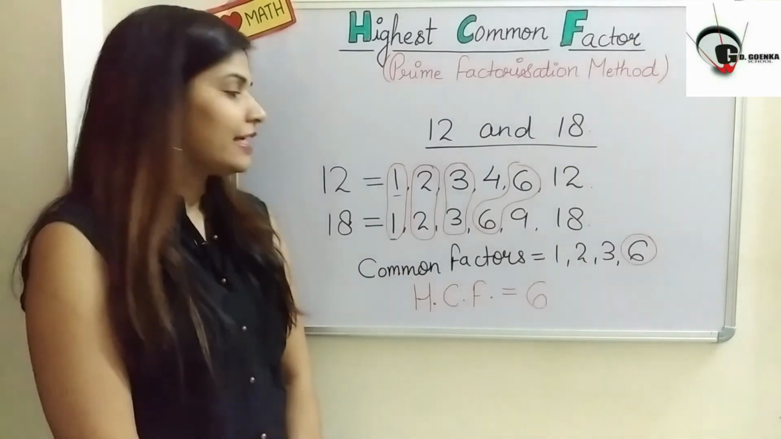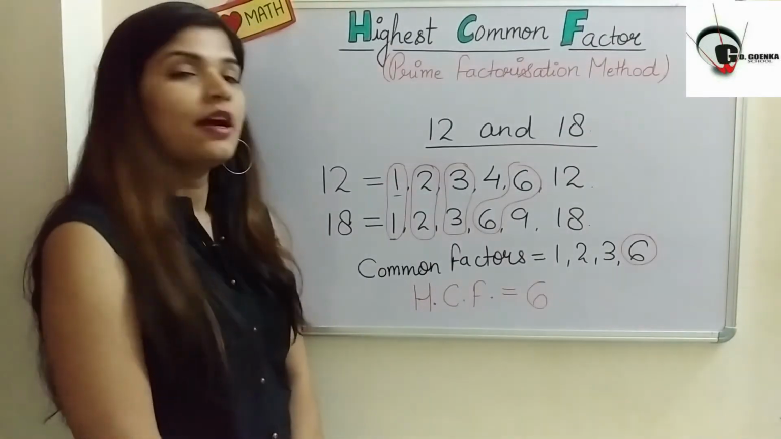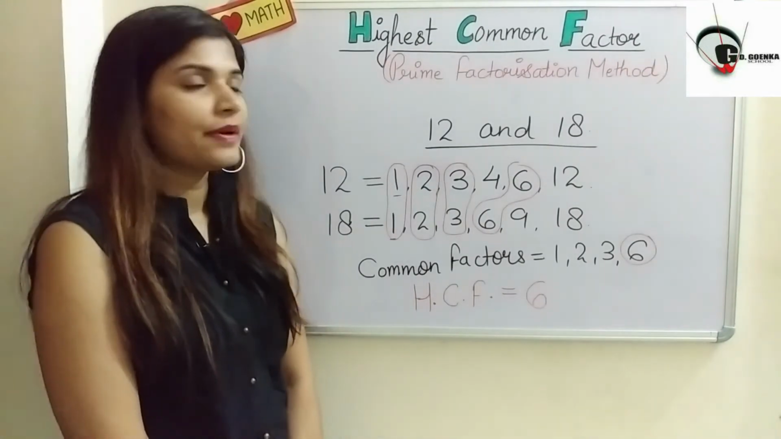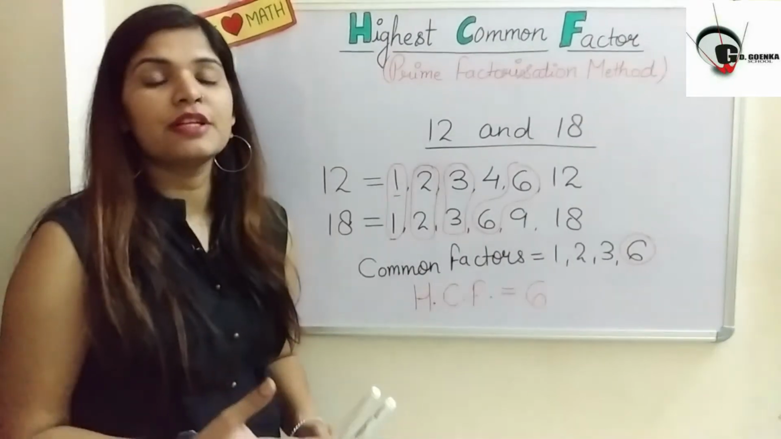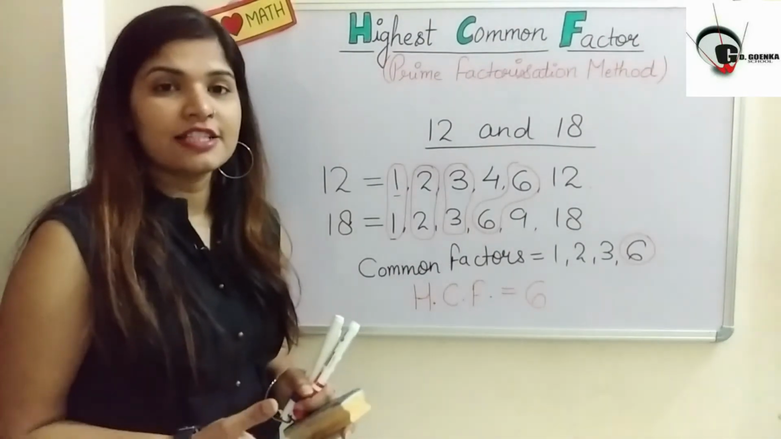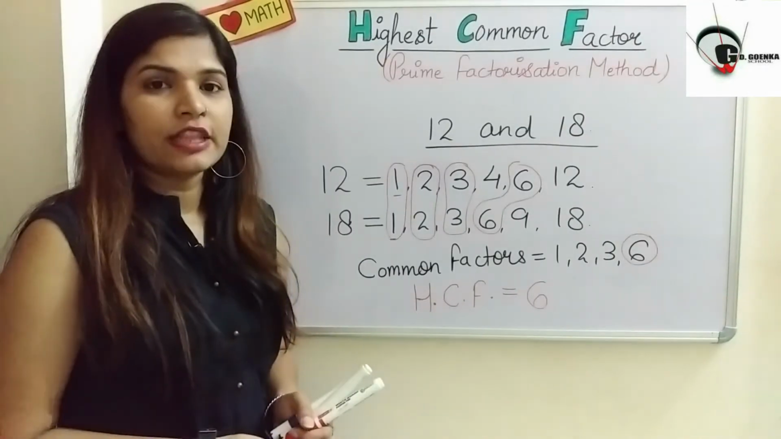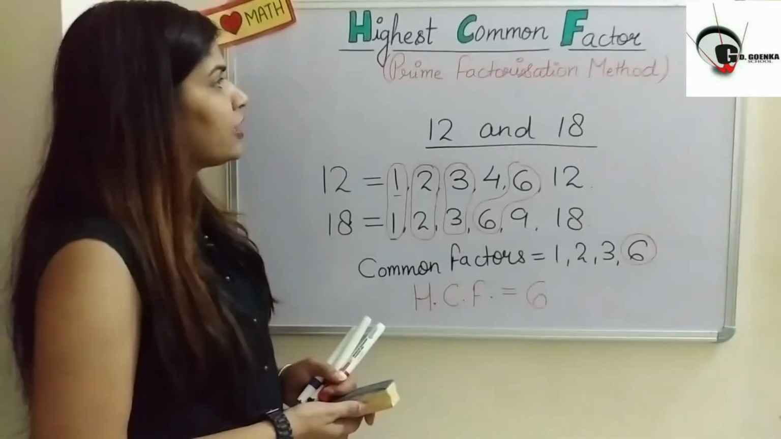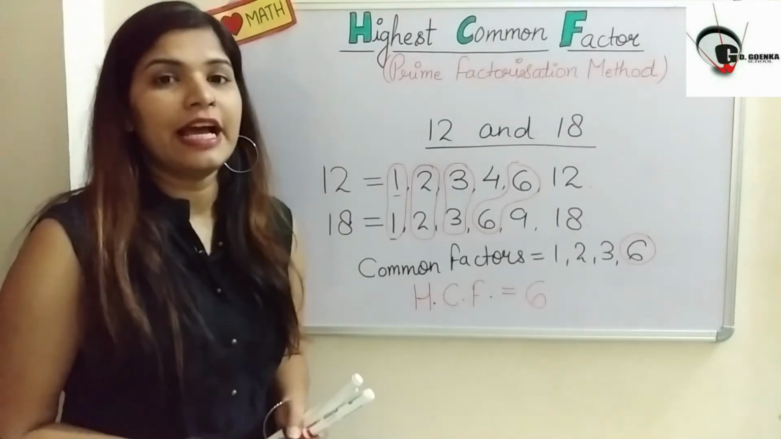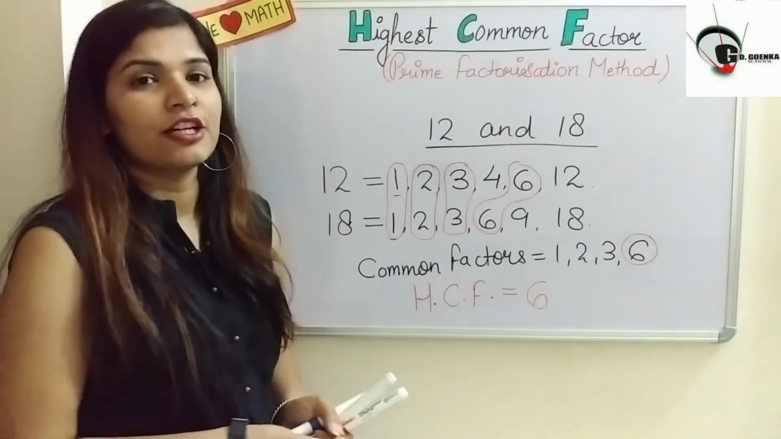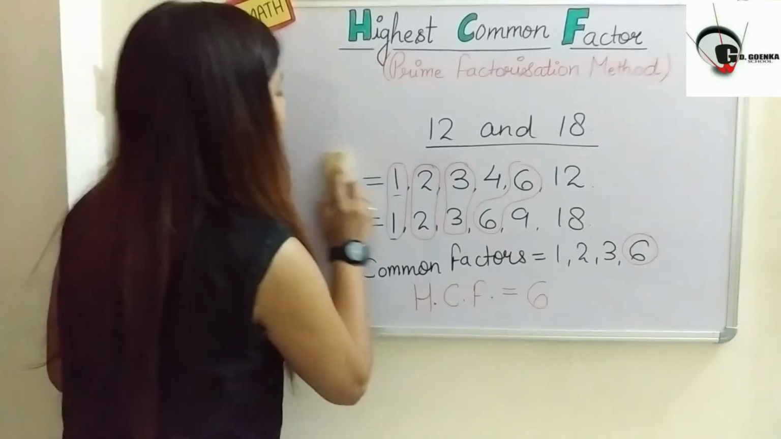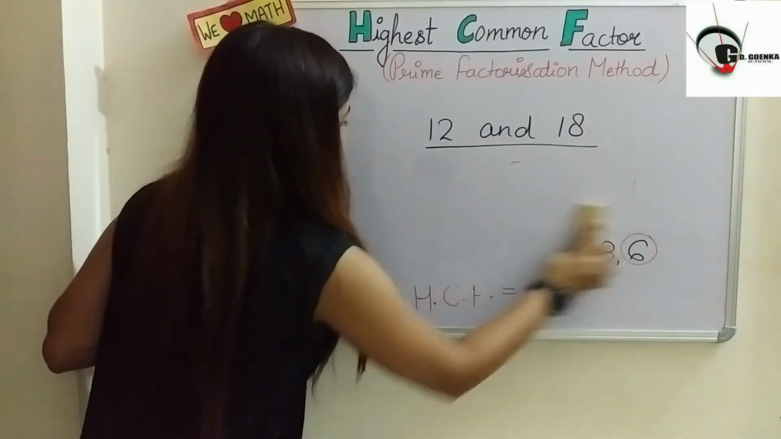So as you can see, it is an easy method, but what happens when we have bigger numbers which have a large number of factors? That time this method won't work. So for that condition we should know how to calculate the HCF through prime factorization method. Let us see kids how to do the prime factorization.